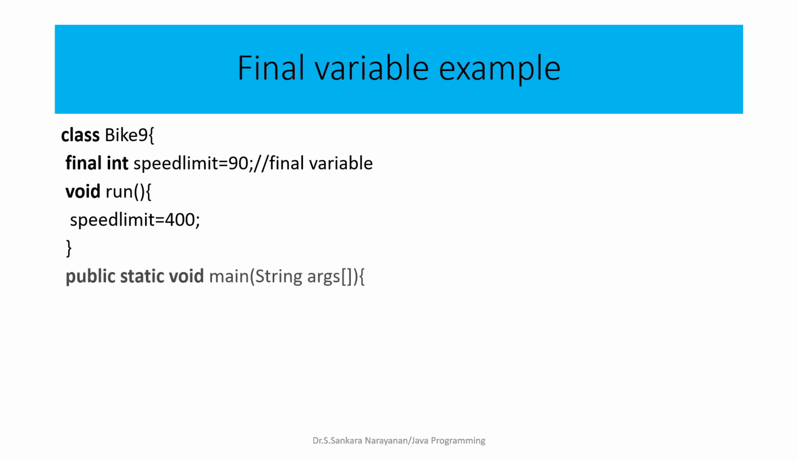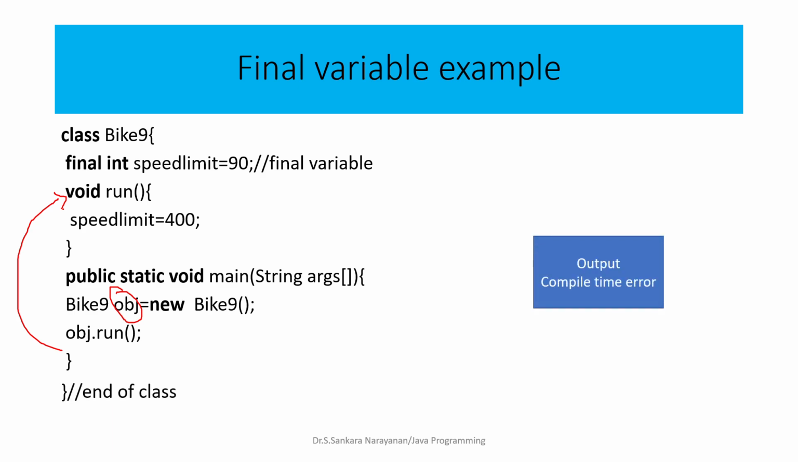Now in the main function, I am creating an object for my class, bike9. My object name is obj. Now I am going to call the method, so obj.run. What will be the output of this program? We are getting a compile time error.